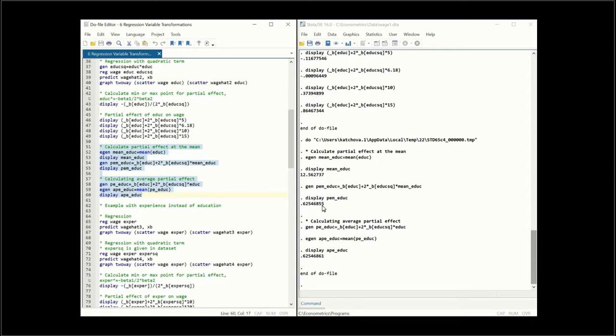So again, we have two different methods of calculating, producing almost identical results here. Either you take the mean of education first and then plug it into the expression, or you first calculate this expression for everyone and then take the average of it.